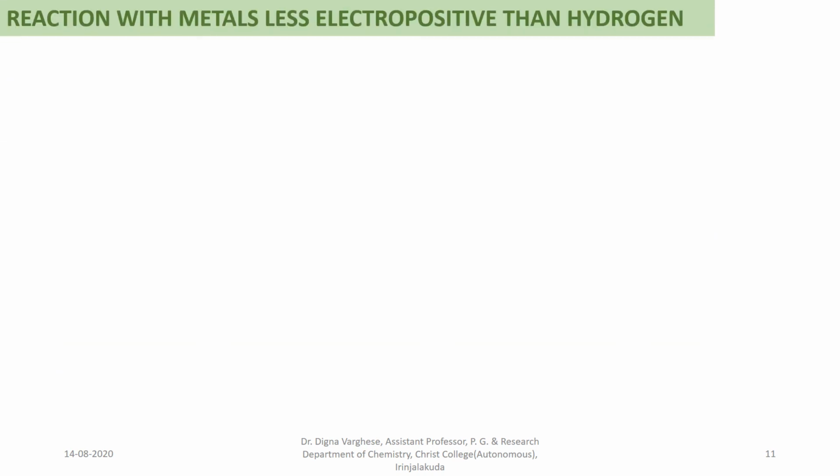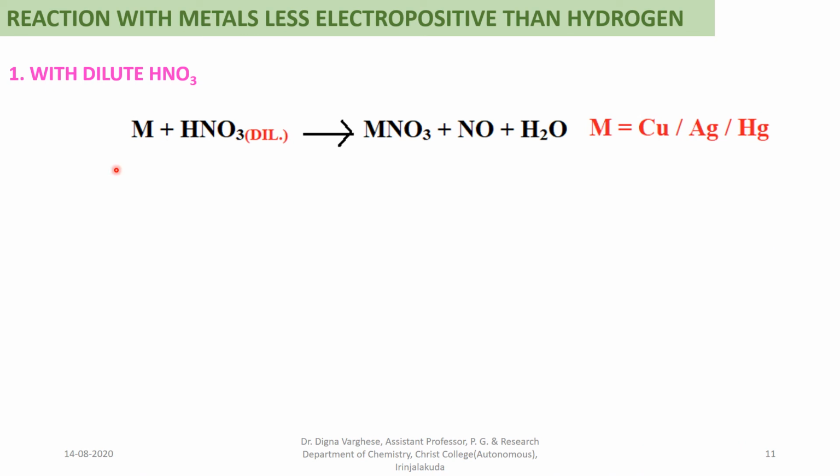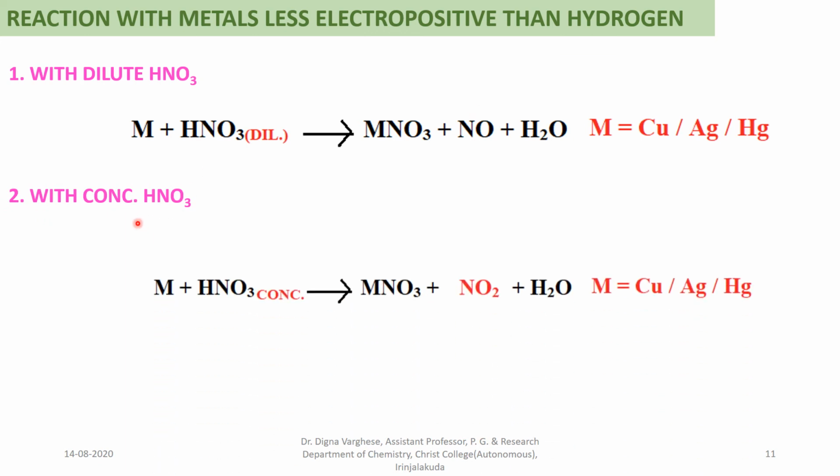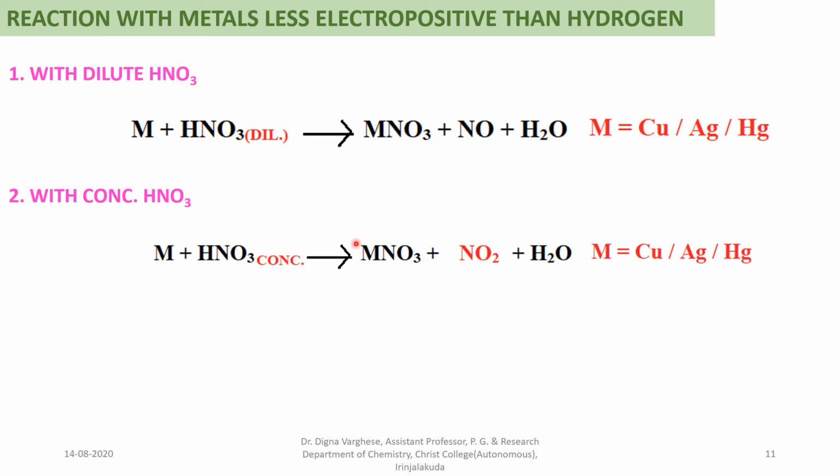Reaction with metals less electropositive than hydrogen, that is, reaction of metals with dilute nitric acid. It reacts with metals like copper, silver or mercury, giving metal nitrate, nitric oxide and water. Reaction of the same metal with concentrated nitric acid will give the corresponding metal nitrate, but instead of nitric oxide, here we will get nitrogen dioxide with water.